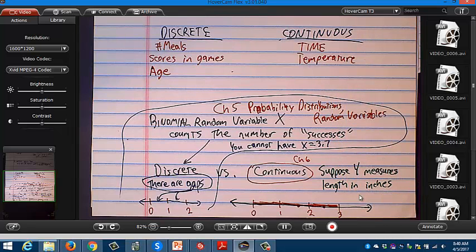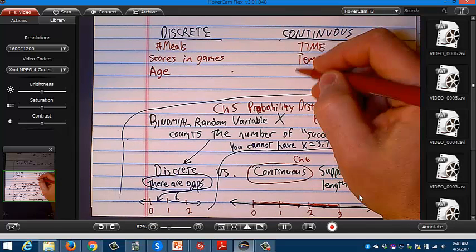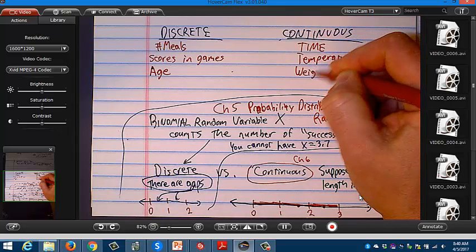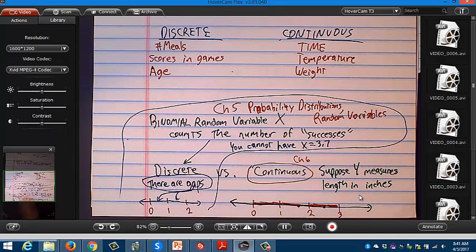Right? I mean, how hot is something? Anything else? Questions? Weight will go under continuous. Yes, weight we would put under continuous because something might weigh 2.5 pounds or 2 3/4. And at that point, what we usually do is we'll switch. We'll measure it in ounces, right?